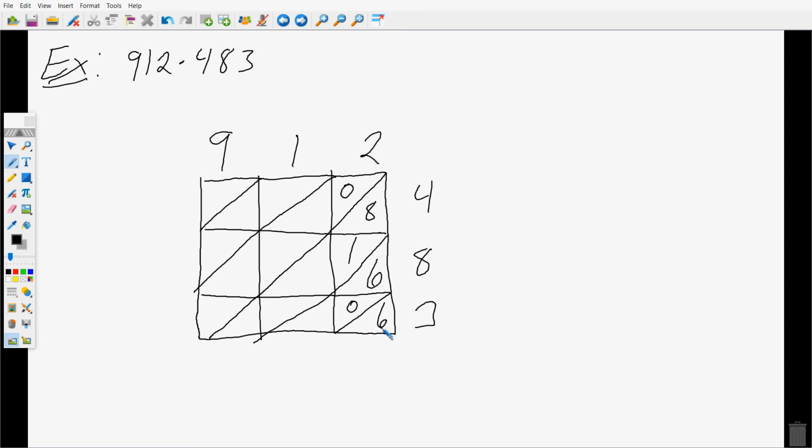Now I'll work the next column, top to bottom. First, 1 times 4 will give me 4, so 0, 4. Next will be 1 times 8, which will be 0, 8. And then lastly, I have 1 times 3, so that will just be 0, 3. Now the first column is 9 times. So 9 times 4 will be 36. 9 times 8 is going to give me 72. And 9 times 3 will give me 27.